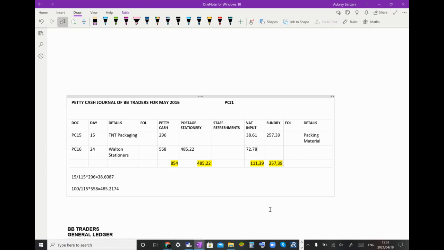Okay, so we've done the journals again in yellow. I've just totaled the stuff for you. All I wanted us to focus on, remember, I said at the beginning of the lecture, I had put in the document number, the date and what we would put in detail. So I wanted us to just focus on the number crunching: where we're placing the numbers and why we're placing them there.